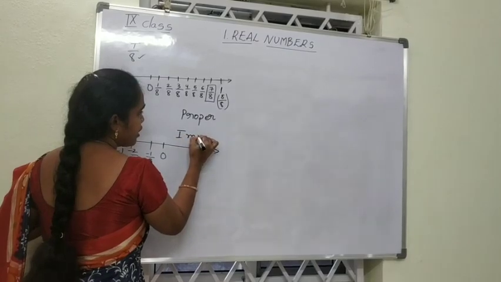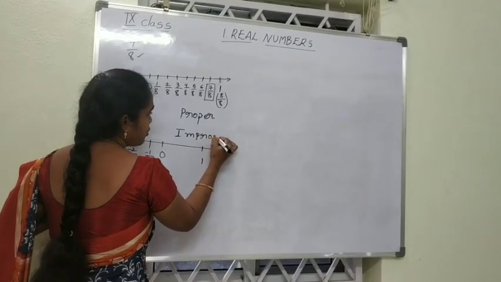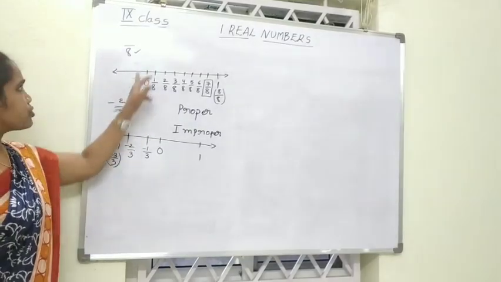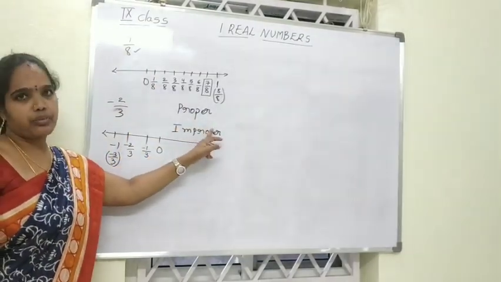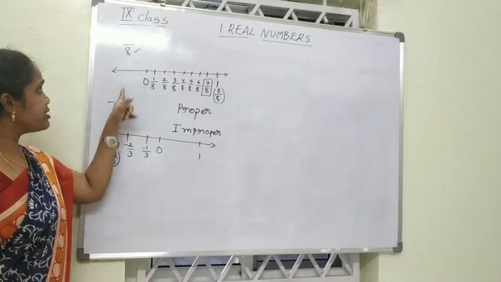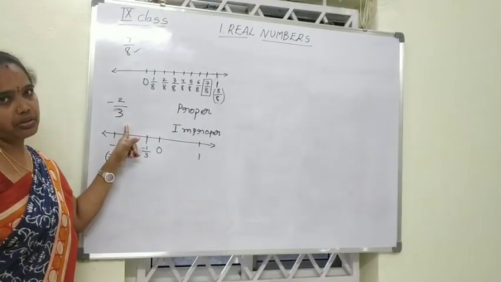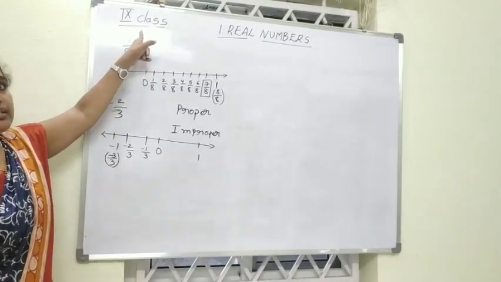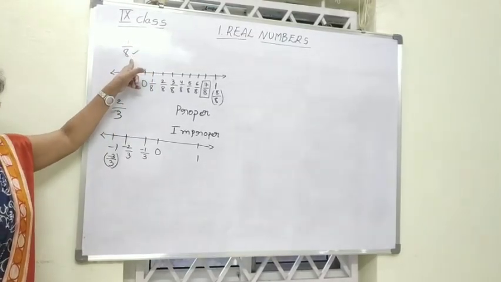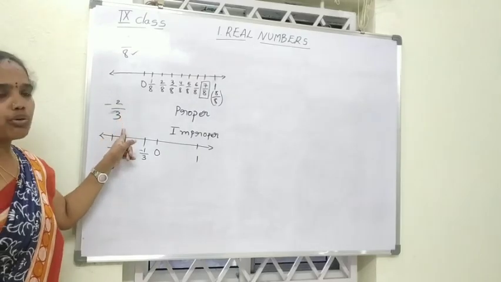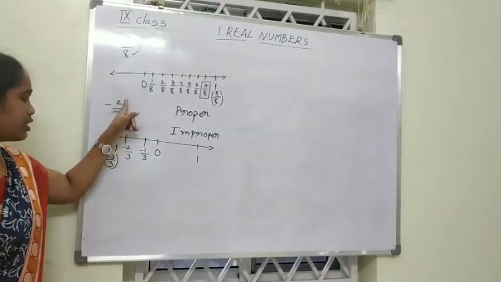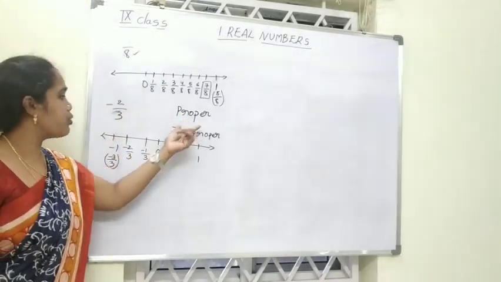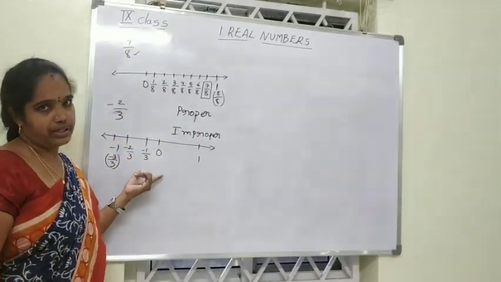And next one, improper. So now 2 examples I explained to you. What are they? Those 2 are proper fractions. Proper means numerator is less than denominator. Numerator 7, denominator 8. Numerator is less than denominator, that is proper. Here also numerator 2, denominator 3. So 2 by 3, 2 is less than 3, so proper. So proper fractions, how to represent on the number line, we learned.